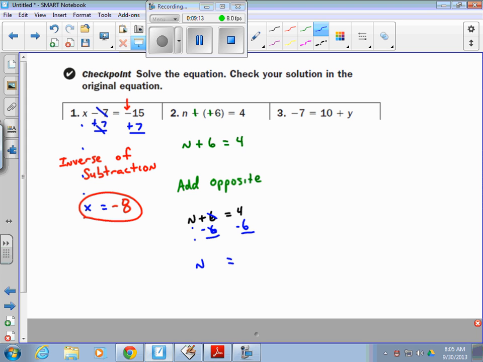4 minus 6, opposite signs. Subtract 6 minus 4 and you get the number 2. And 6 is farther away from 0. Its value is negative, so n remains as negative 2. And the reasoning behind that one is that it was the inverse of addition.